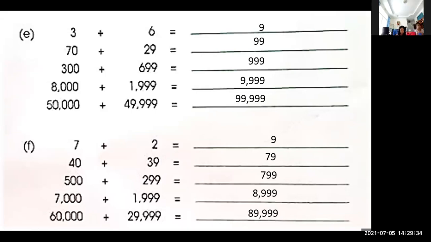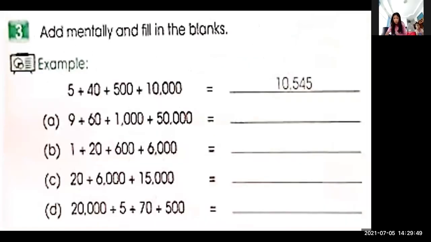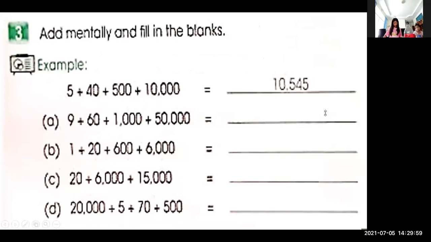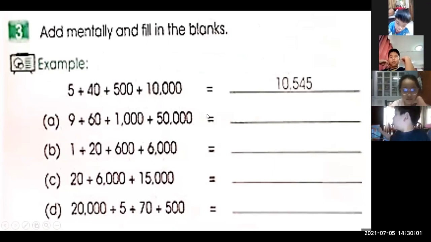So we are now in number 3. Number 3, add mentally and fill in the blanks. Now, number 3, letter A. Ready? What's the answer? Letter A. Oh, this is... I didn't finish.